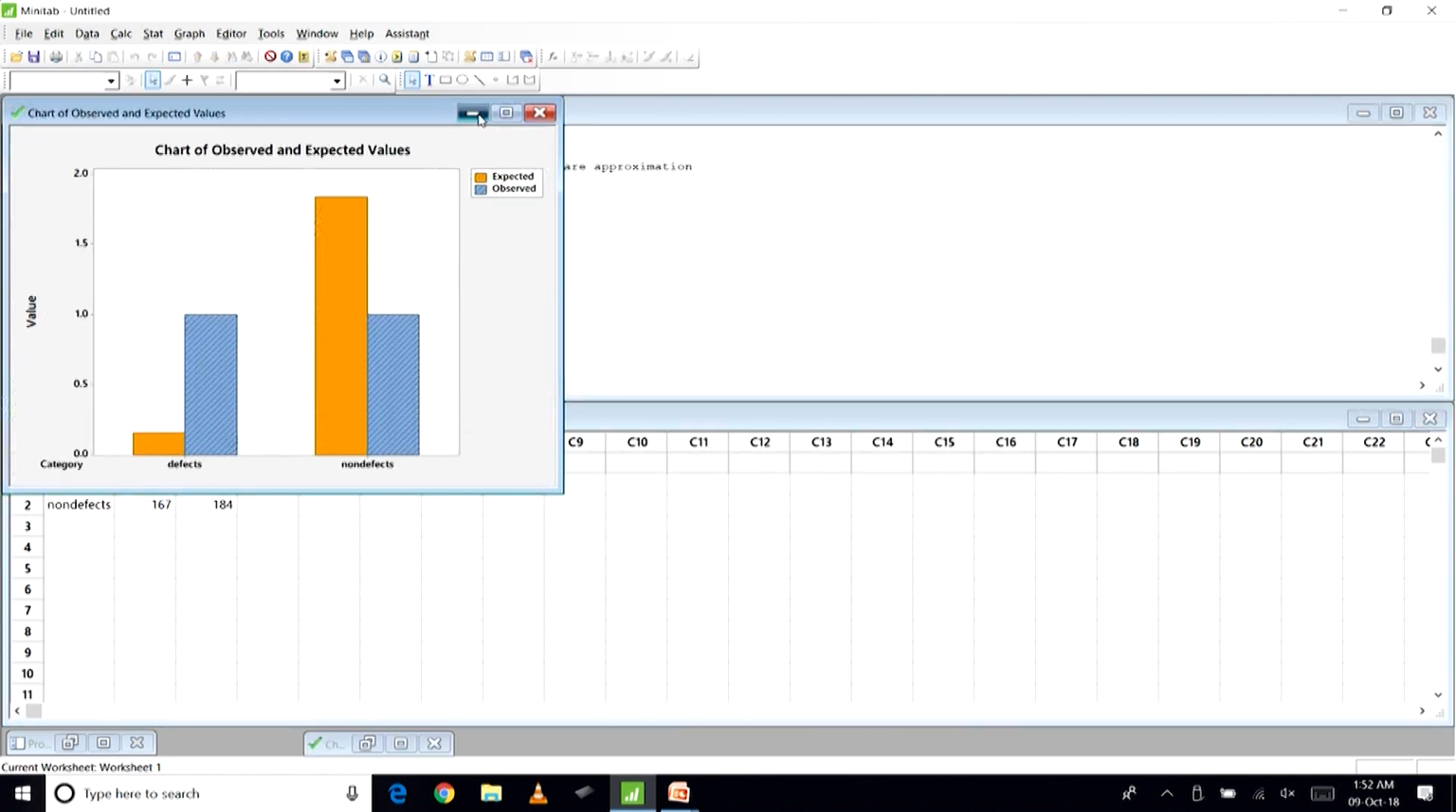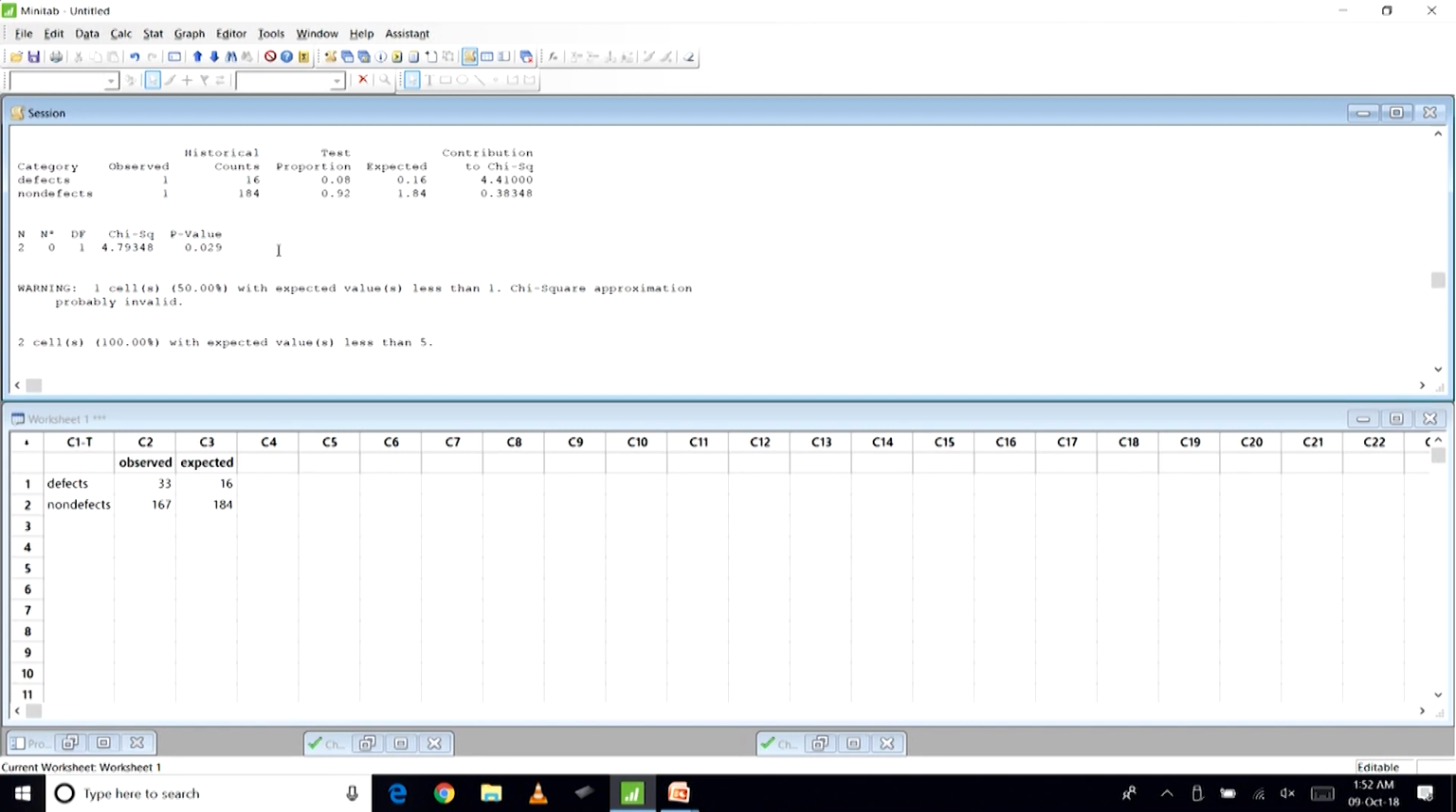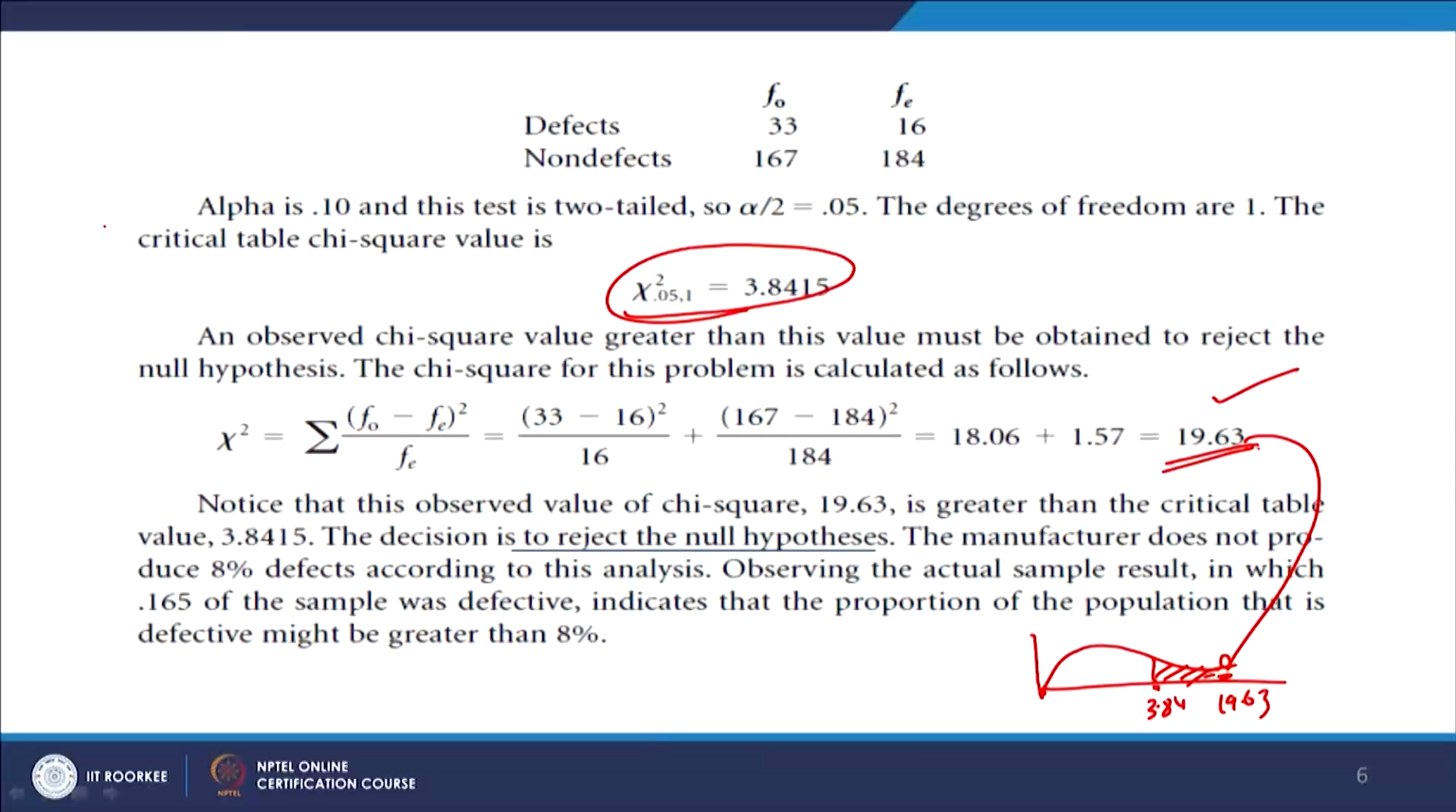Okay. So, let us look at the chi-square value. First look at the p value, it is 0.02. So, 0.02, is the p value less than alpha? No. So, we will not reject the null hypothesis. Let us look at it once again. First look at the chi-square value, it is 4.73. Let us look at whether we are getting that answer or not.